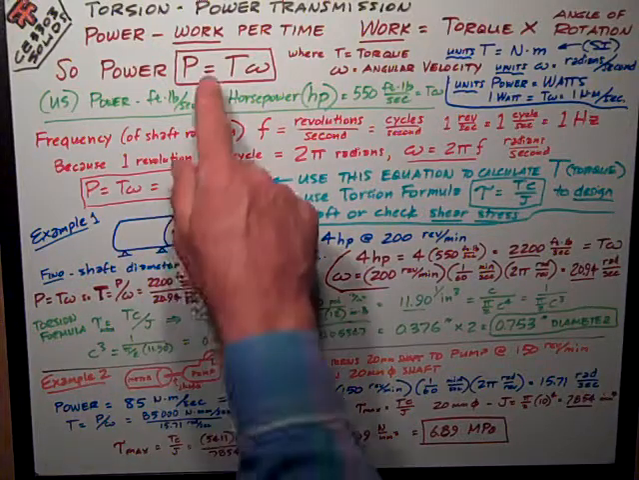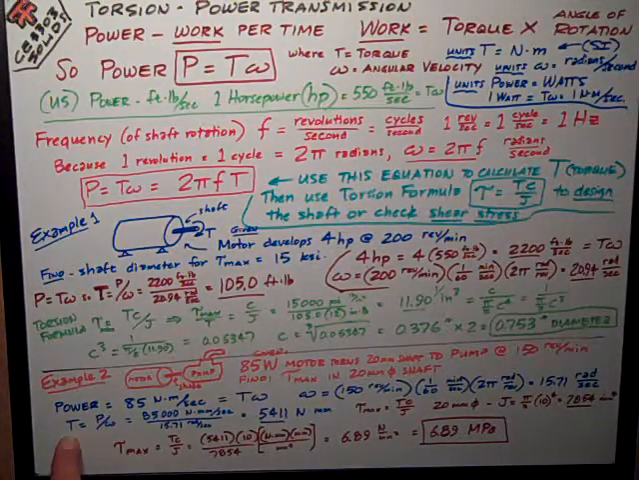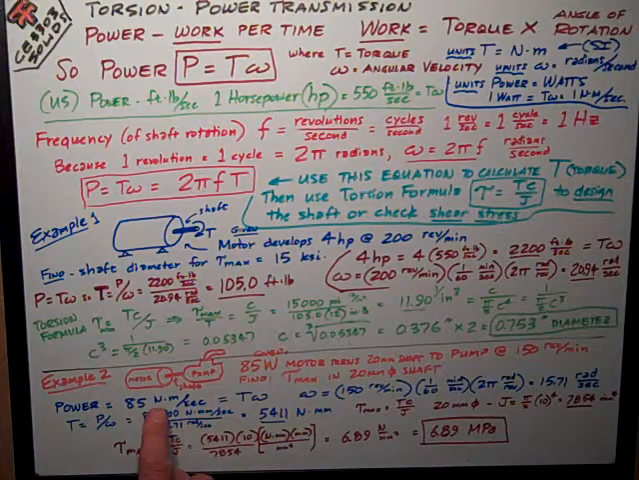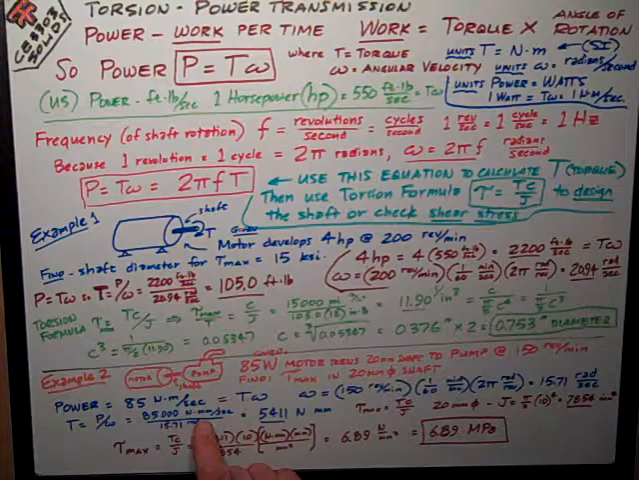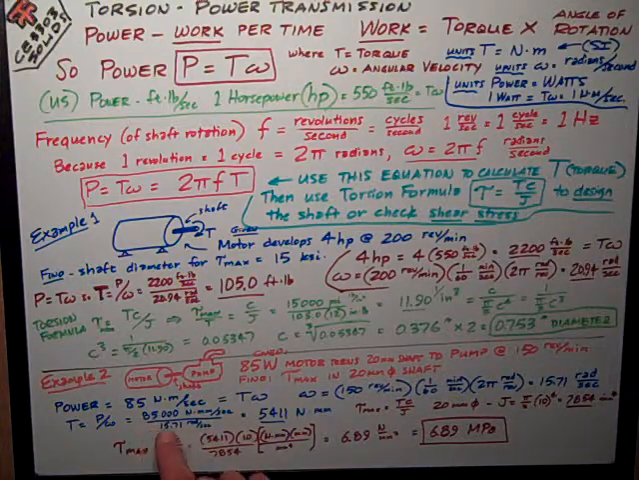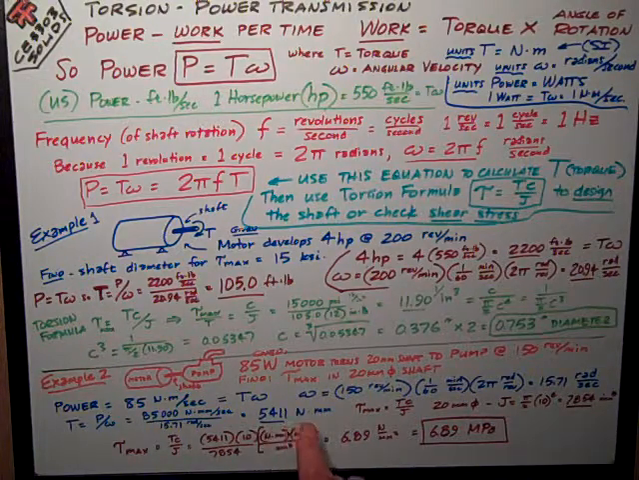Now I can rearrange this power equation to get torque is equal to power divided by angular velocity. That's 85,000, because I've got Newton meters and I want to work in newtons and millimeters because I'm going for newtons per millimeter squared, megapascals. So I got 85,000 Newton millimeters per second over 15.71 radians per second. Do the math, I get 5411 Newton millimeters. That's my torque.